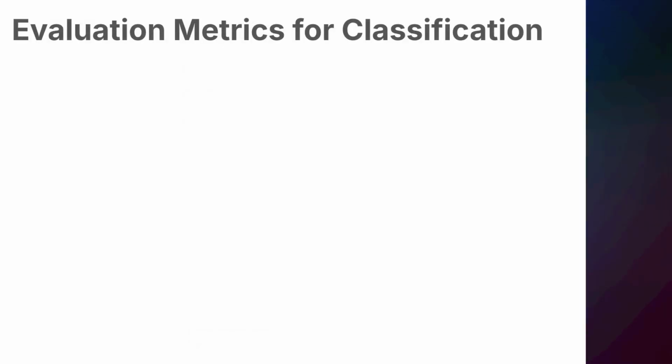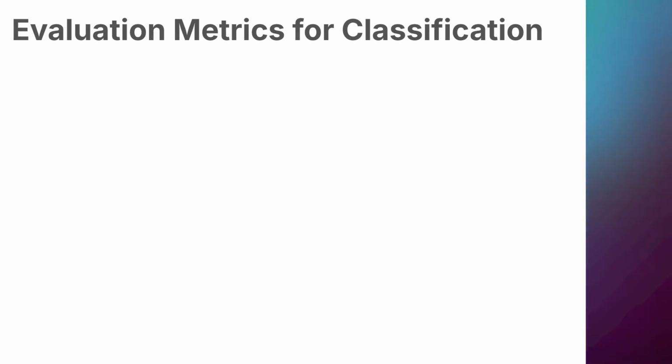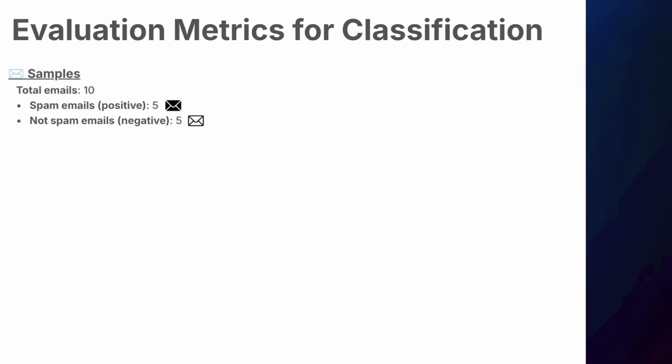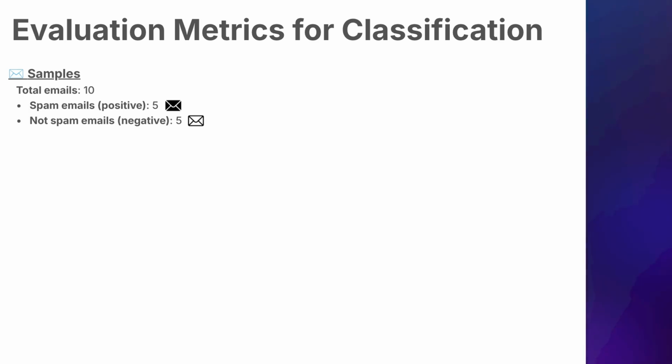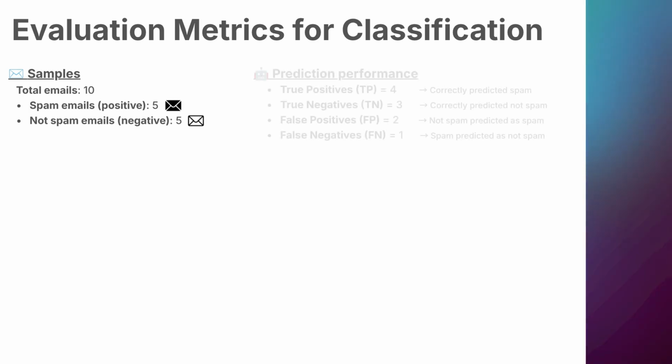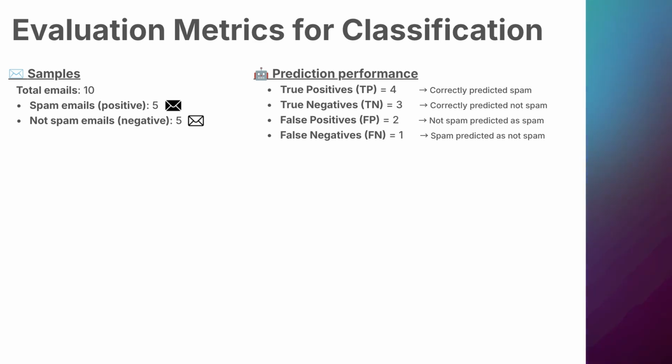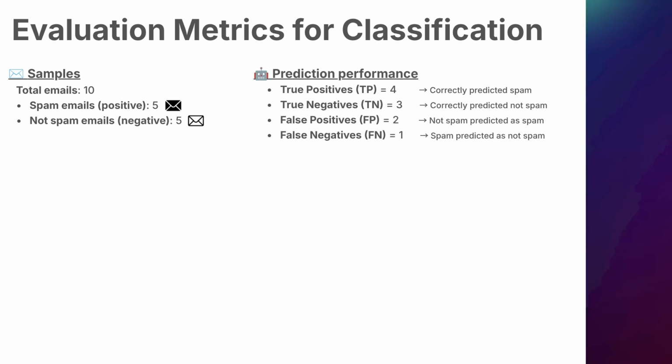Here is a quick example of evaluation metrics for classification that predicts whether an email is spam or not. Let's say we have a total of 10 emails. 5 of them are spam and 5 are not spam. Also, let's say the model's performance was like this. The model correctly identified 4 spam emails, which are called true positives. It also correctly predicted 3 emails as not spam, which are true negatives.